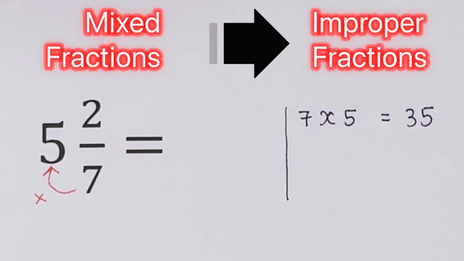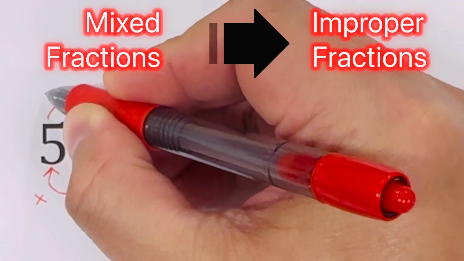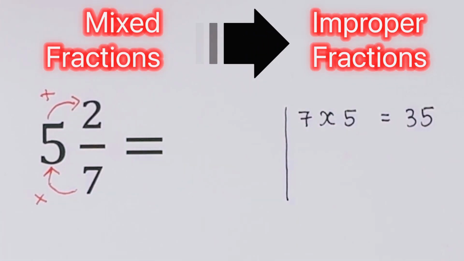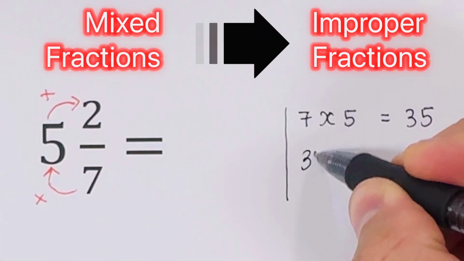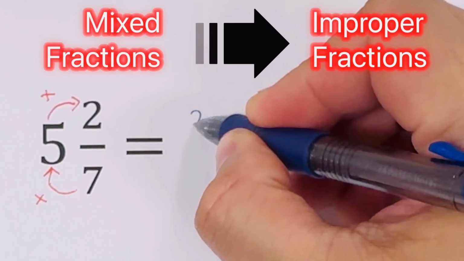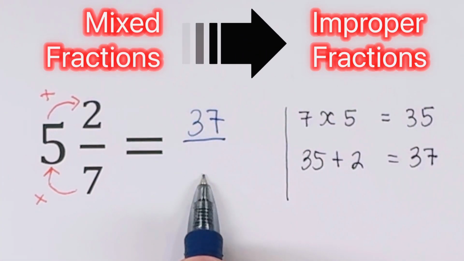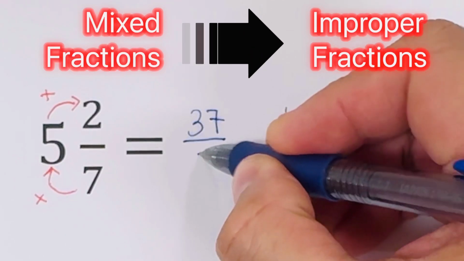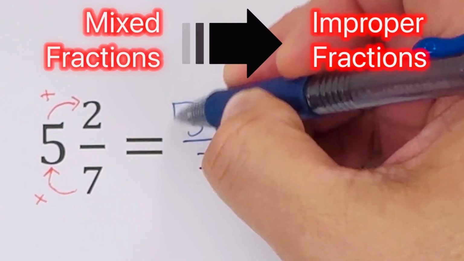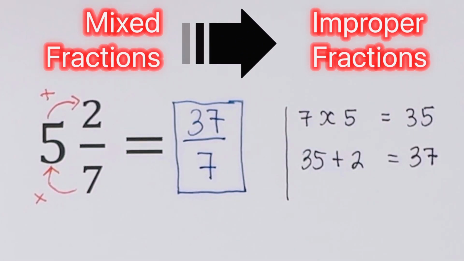What we do next is whatever the answer is when we multiply this, we're going to add the numerator of the fraction form. So that gives us 35 plus 2, that gives us 37. This tells us that this mixed fraction can be written as 37 over, we take this denominator as the denominator of the fraction. So that's 37 over 7. So this is the improper fraction form of 5 and 2/7.